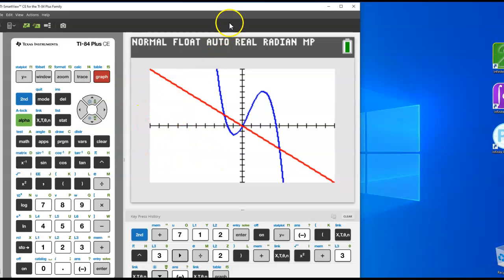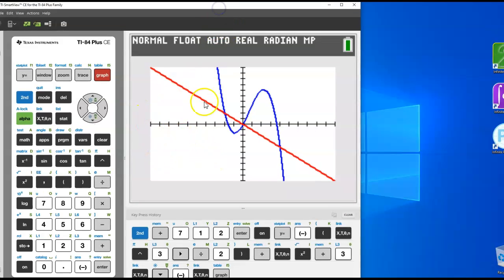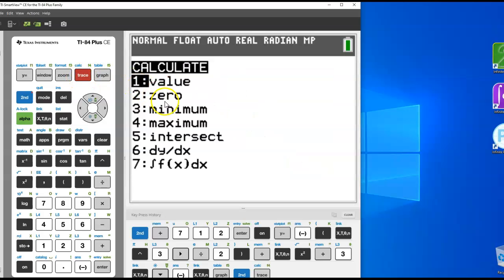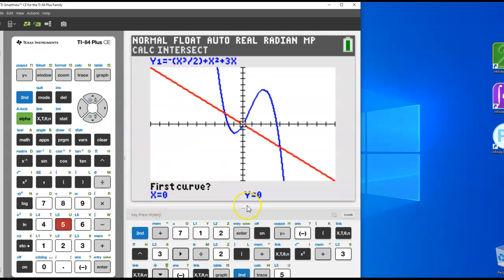Okay, so I'll show you how to do one, and then if you're kind of following along, you can practice it on the other one. But here's what you do: you push second, you push calc, and you're going to find intersect. So that's number 5, and you're going to basically just scroll the cursor to be where you want to find where they're crossing, and all you have to do is push enter 3 times.